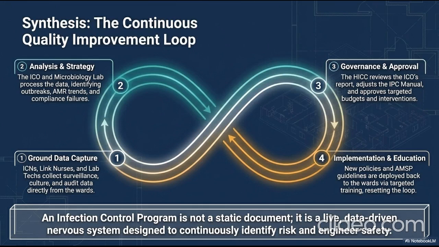Slide 13. Synthesis, the continuous quality improvement loop. In conclusion, an infection control program is not a static document. It is an infinite loop. Ground data is captured by ICNs and lab techs, analyzed by the ICO, approved by the HICC, and redeployed back to the wards as updated policies. This cycle is the ultimate defense against nosocomial threats.